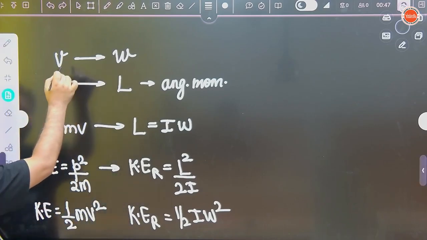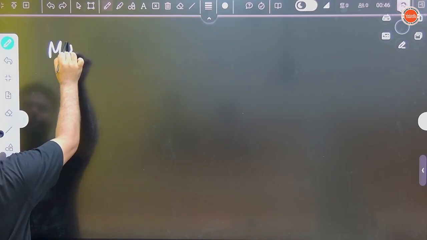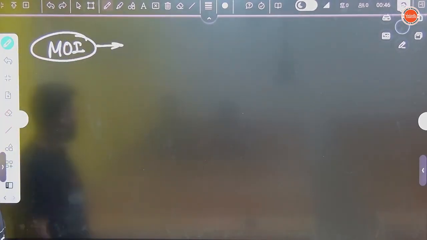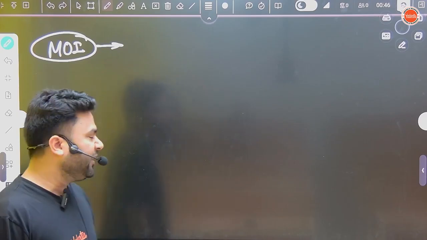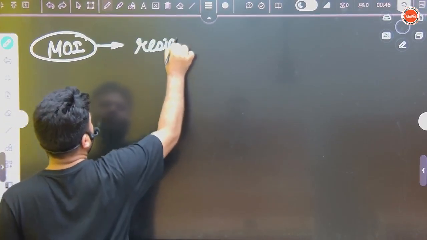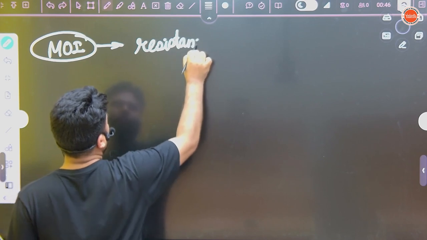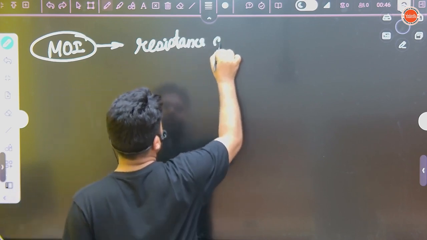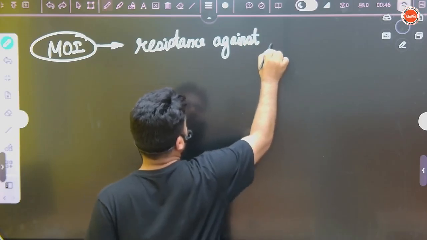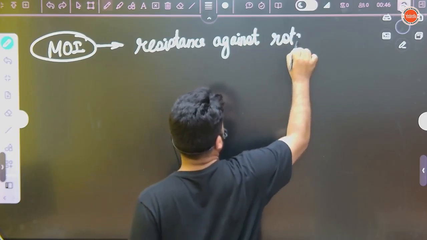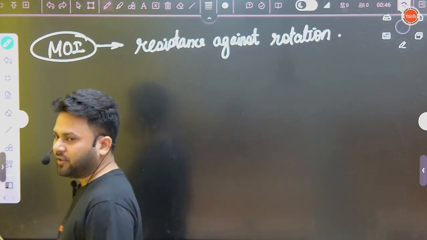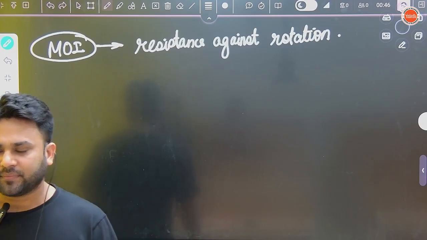First we will learn about moment of inertia. So what is moment of inertia? It is basically resistance against rotation. How much the object is going to resist if we are trying to rotate it. Correct?